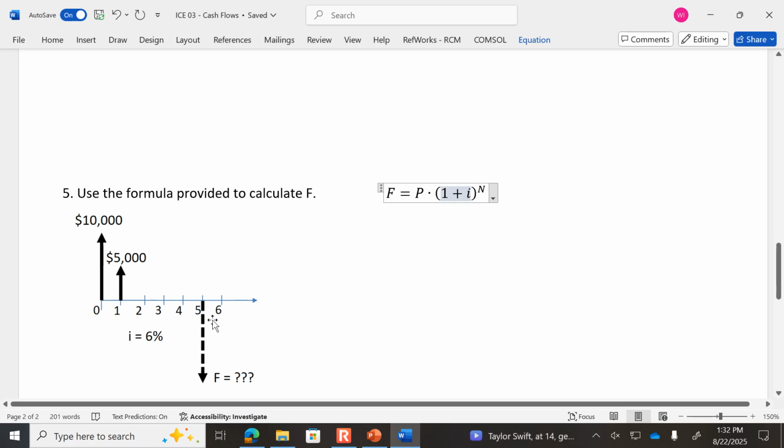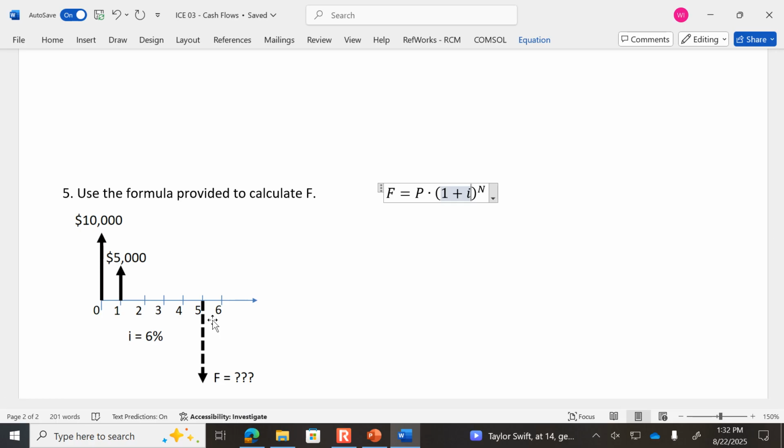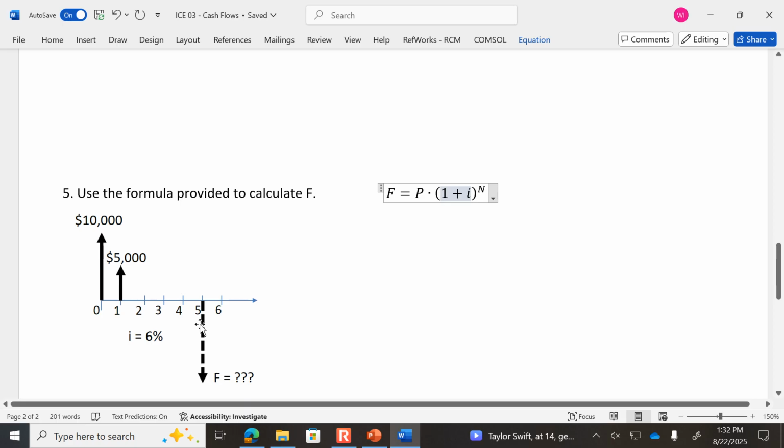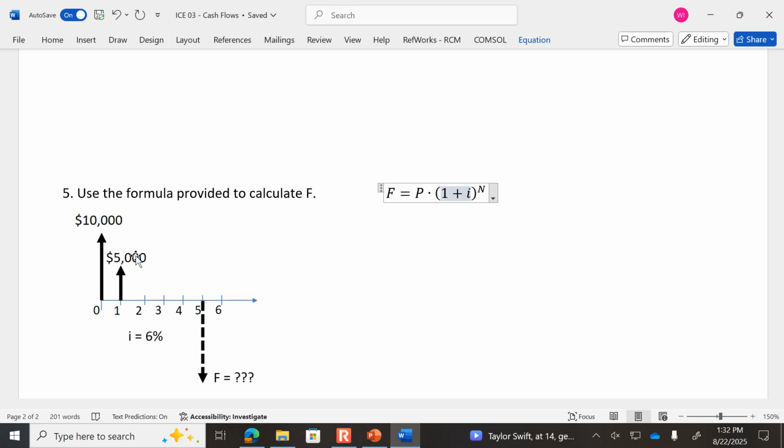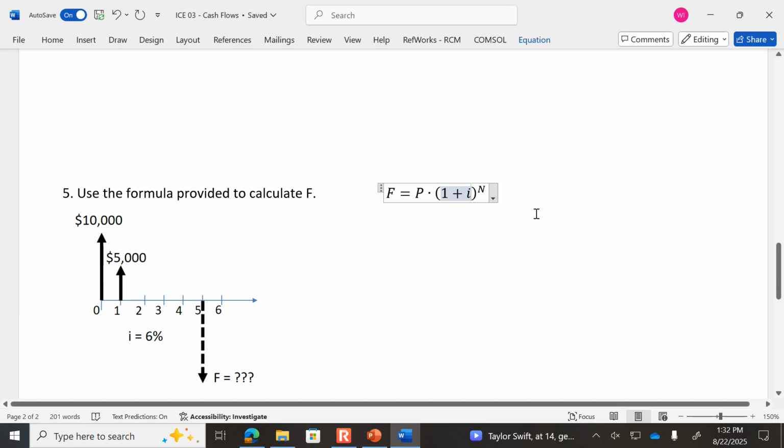It's going to have the amount you have to repay because of the $10,000 that you got that had 5 years of compounding. And then you're also going to have to pay back a certain amount in year 5 because of the $5,000 you received at year 1. And the amount that you received at year 1 doesn't compound for 5 years. It only compounds for 4 years. So n equals 4 when you're using this formula to find the $5,000 future equivalent.